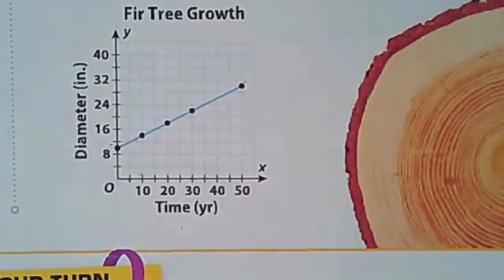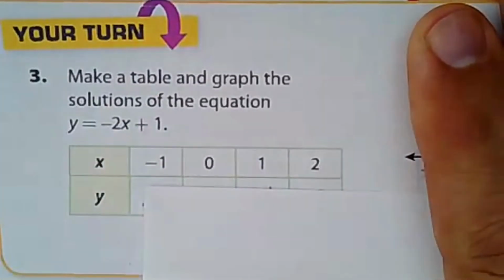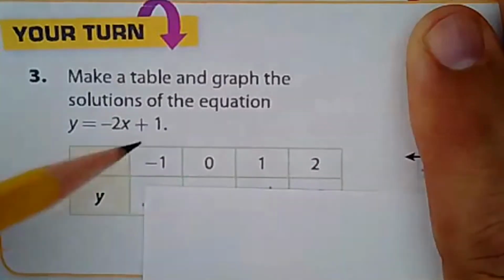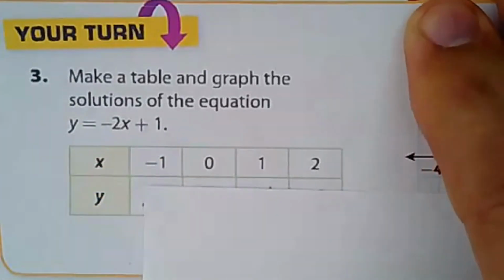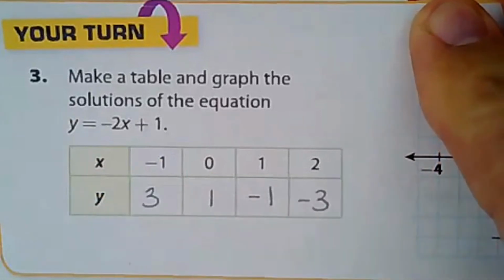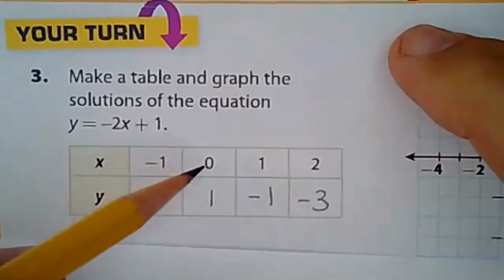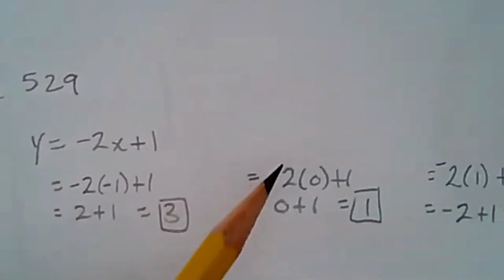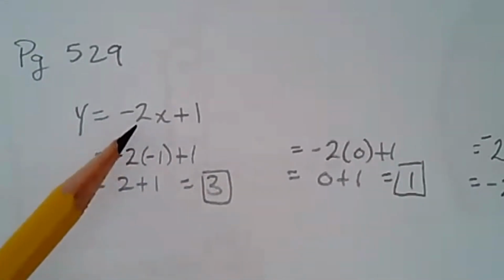Okay, so what we have is this, and I'm going to cover this up. So we have this. I want you to make a table and a graph and graph the solutions of the equation. So there are x values, so find the y values and graph it. Okay, so what we got is this. So x is -1, 0, 1, 2. And I have that equation, -1, 0, 1, 2. And we have -2 times x. This is from our equation.